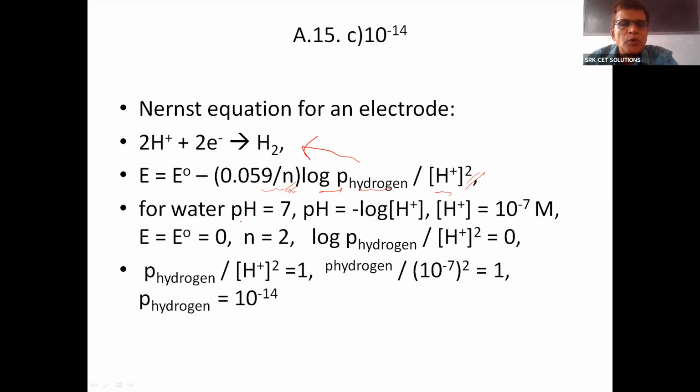Then come to pure water, where its pH is 7. From that pH relation, you find the molar concentration of H plus. And when you know all of them, the E value, E naught value 0, number of moles of electrons involved 2, and molar concentration of hydrogen 10 to minus 7 molar, from that you are going to find the pressure of hydrogen as 10 to minus 14 atmosphere. So that is it, let us see the next slide.